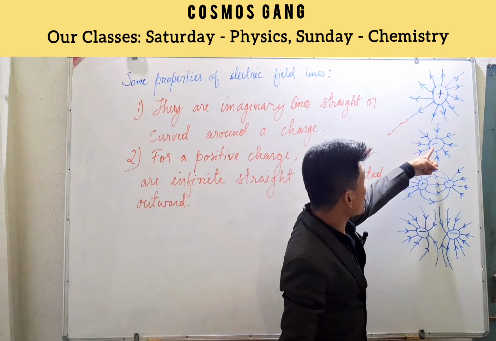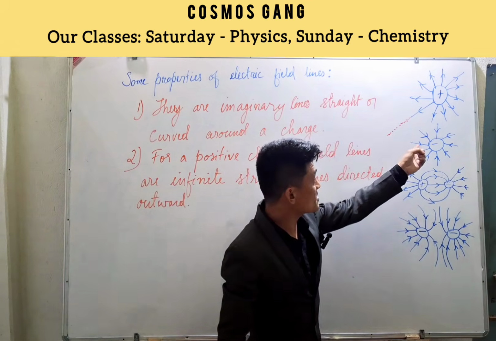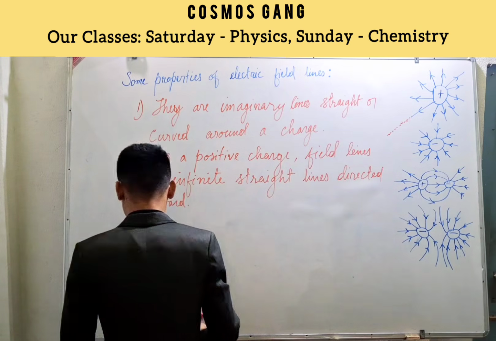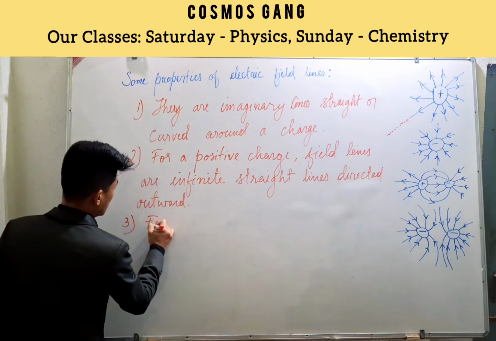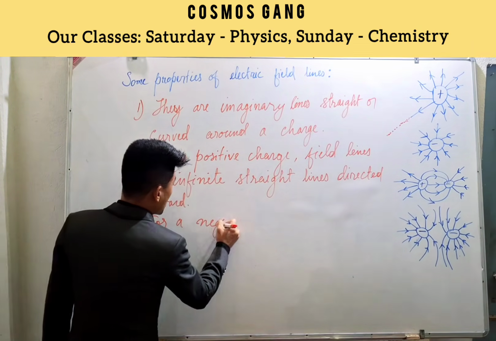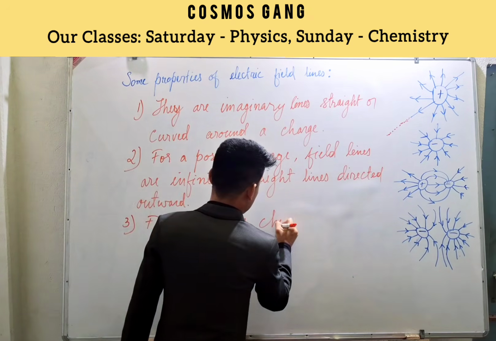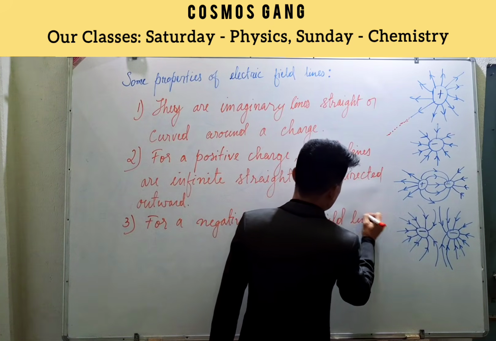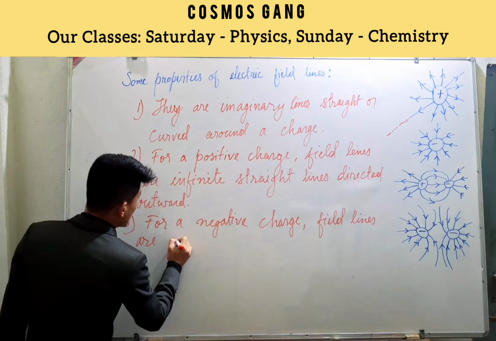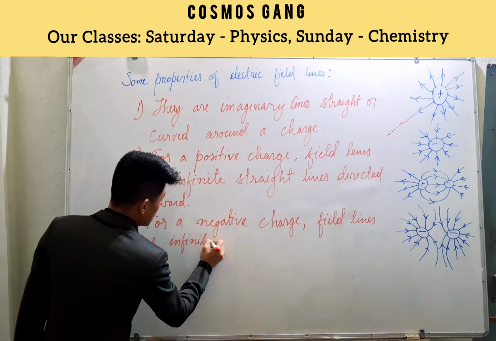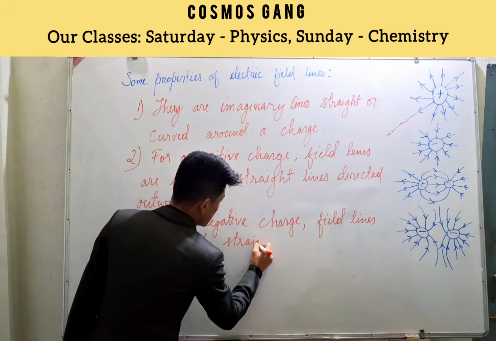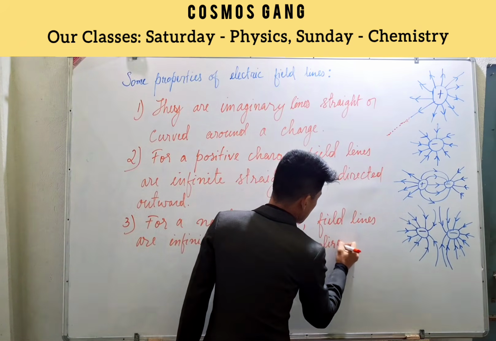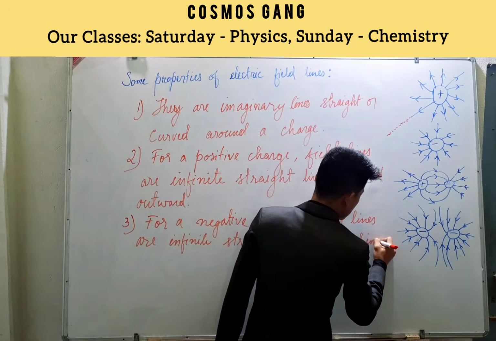Similarly, for the negative charge, the field lines are going to be straight and infinite, but directed inward. For a negative charge, field lines are infinite straight lines directed inward.